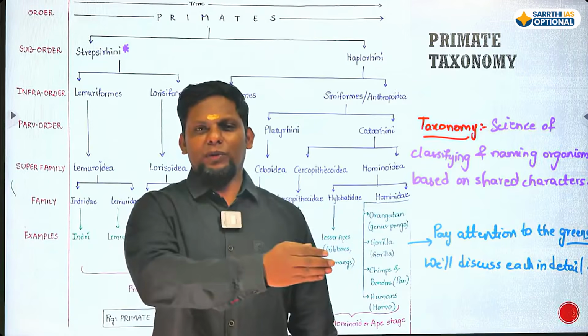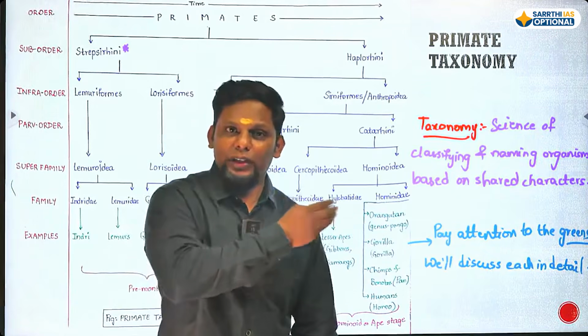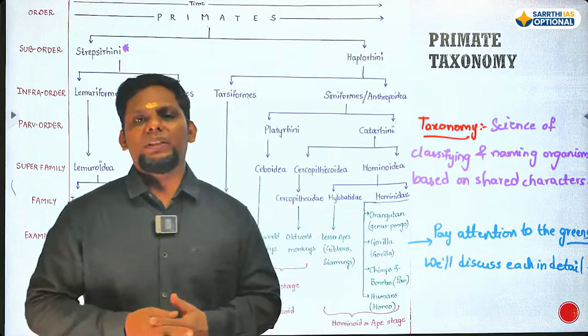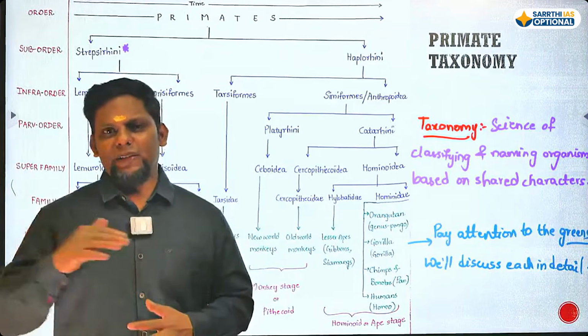Give me one example of Old World monkeys. Already you guys know this. And then Cercopithecoidea and Hominoidea. Hominoidea essentially means your ape group. Is this clear? Hominoidea essentially means your ape group. Please tell me till here you understood.